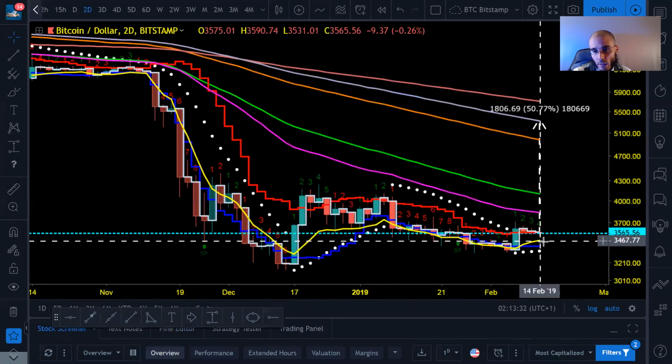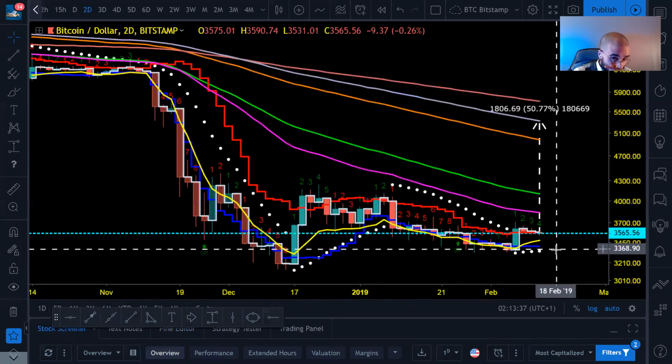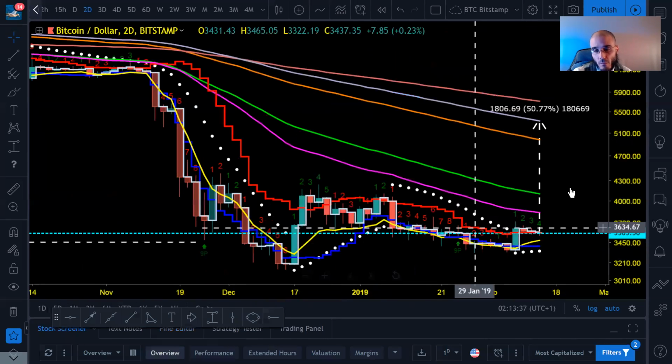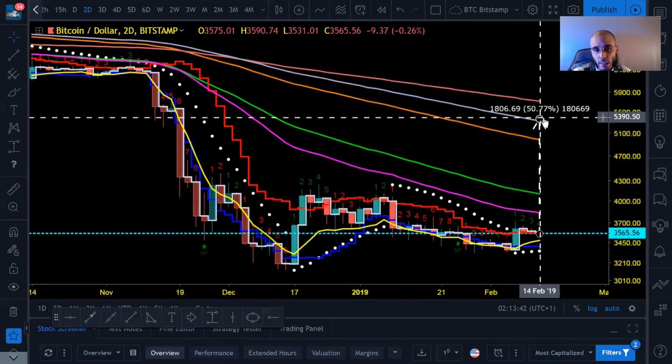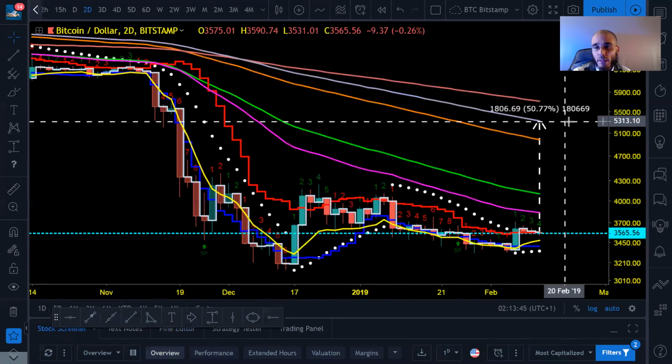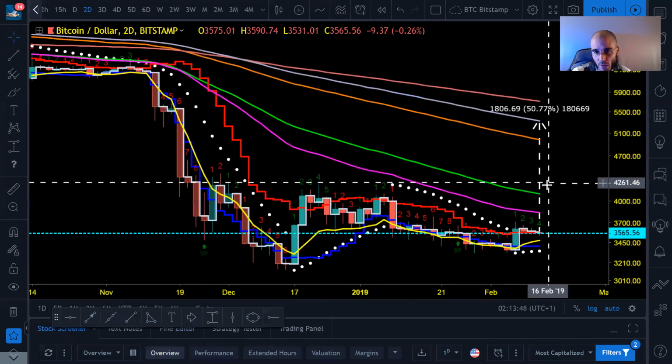Here we are on a 4. You never had an indication to go long on the 2-day time frame. I only put some percentage in case we go up until here, which I don't expect, but if we do, that would be a 50% gain.